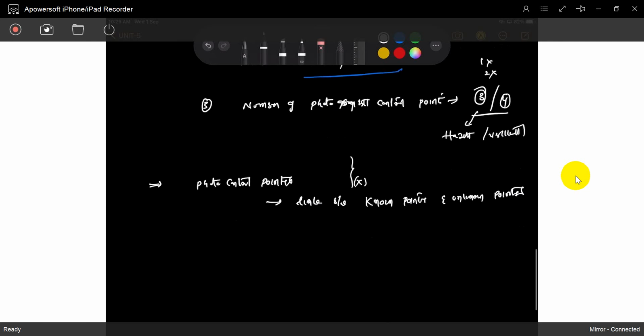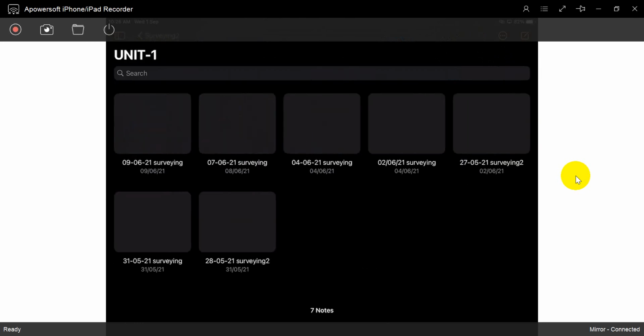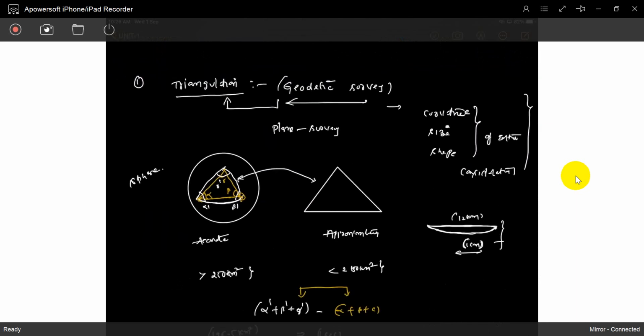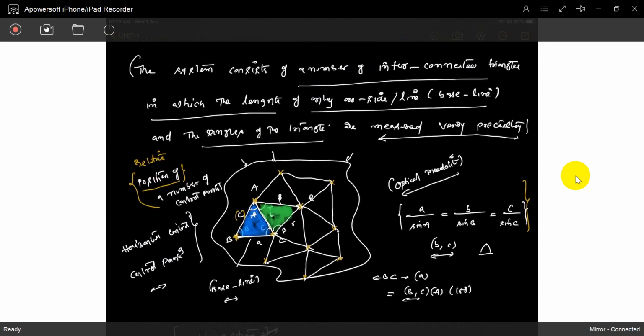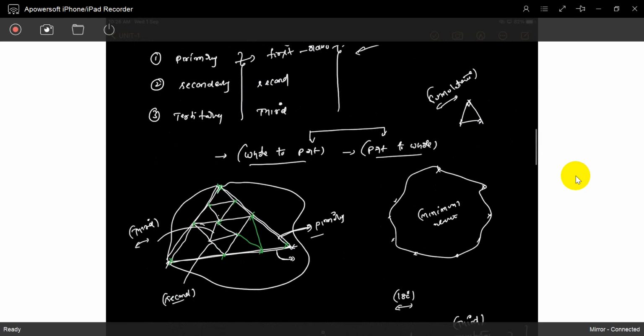Okay, triangulation. Have you understood what triangulation is? You can see it in the first unit, first class. Triangulation: the system consists of a number of interconnected triangles in which the length of only one side, the baseline, is known, and the angles of the triangles are measured very precisely.